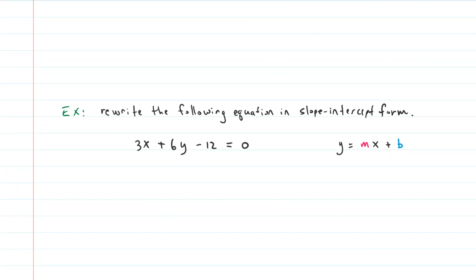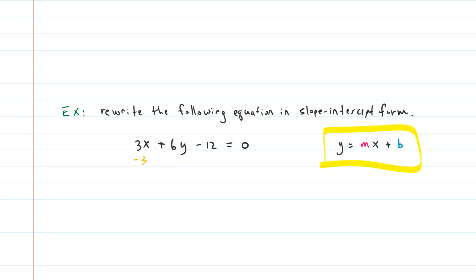So, here's another example. Rewrite the following equation in slope-intercept form. So currently it's not in slope-intercept form. It's in general form, but that's for another video. But if we wanted to get it into slope-intercept form, and by the way, I have slope-intercept form over here on the right, y equals mx plus b, I need to solve for y. So we need to solve for this term, the 6y, where we have 3x plus 6y minus 12 equals 0. So let's solve for 6y.